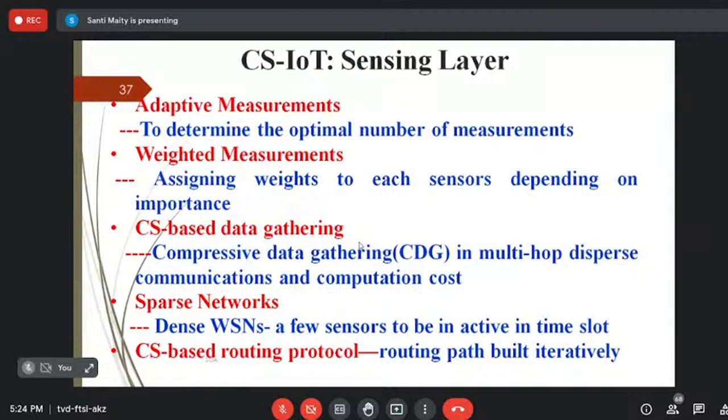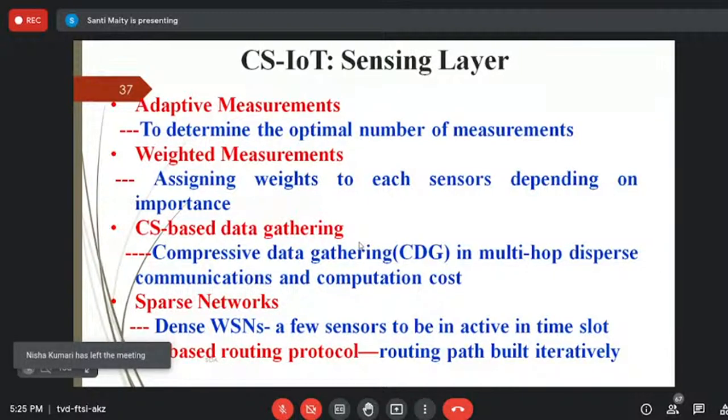For CS-based data gathering, you can think of a multi-hop network where nodes will collect data using CS. So CS data will be collected by a node, and that CS data is transmitted to the next node. In that way it will go on, and the sink node should have all the CS data. So that CDG, CS-based data gathering or compressive data gathering, disperses the communication and computation resources. Nodes do CS, and whatever CS measurements one node captured, it transmits to the next node. Like that, a sink node has all the CS data from the different nodes.